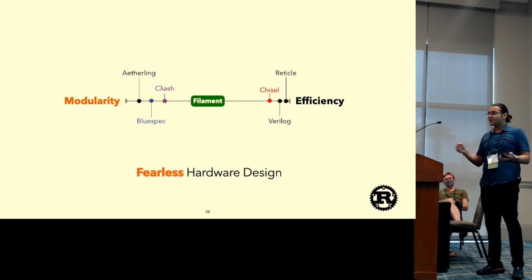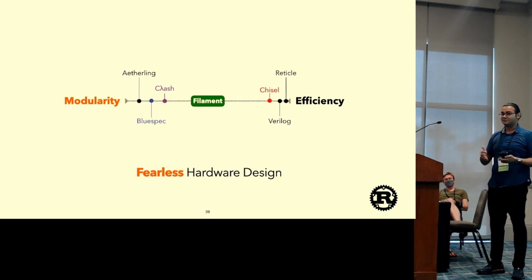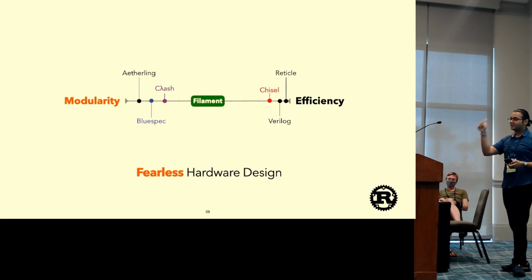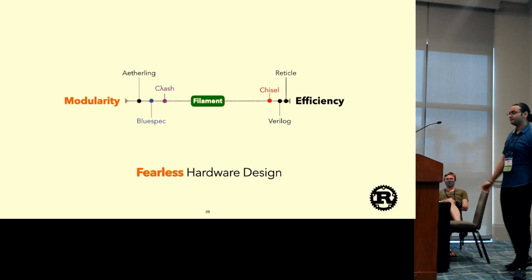This is very similar to the pitch that I think Rust makes, which is that you have to work a lot with this borrow checker and this complicated type system. But when you can do it, you get fast hardware or fast software that's correct. But in Filament's case, fast hardware that's correct.